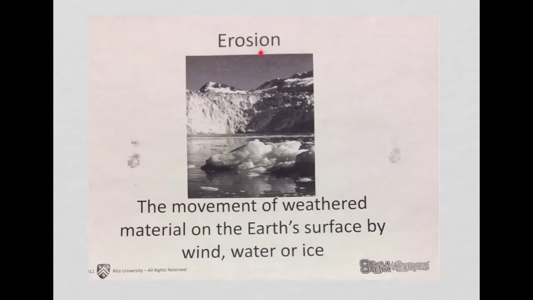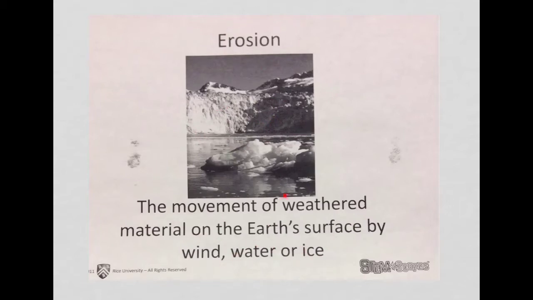We've talked a little bit about erosion before. We're going to talk about some more examples of erosion. Okay? And just as a reminder, erosion is the movement of weathered materials on the Earth's surface by wind, water, or ice. Okay? When the broken down pieces of rock and soil move around because of the wind, the water, or the ice, that is erosion.